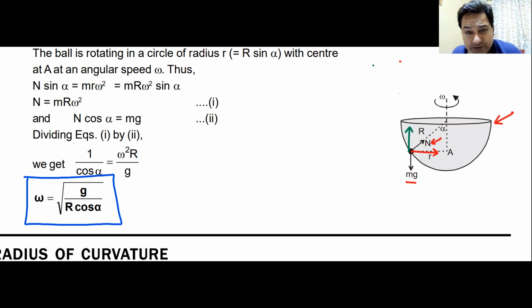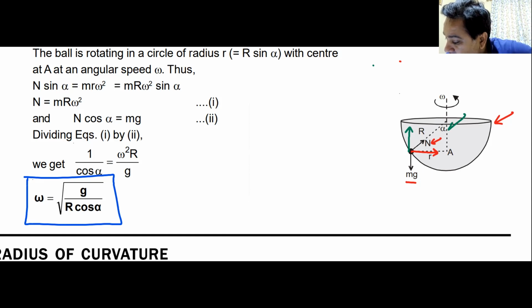We are talking about N, not mg. It has to be N sin theta, or it should be N cos theta. I'm talking about the green one, not the red one. It is not N sin theta. It is N cos theta.